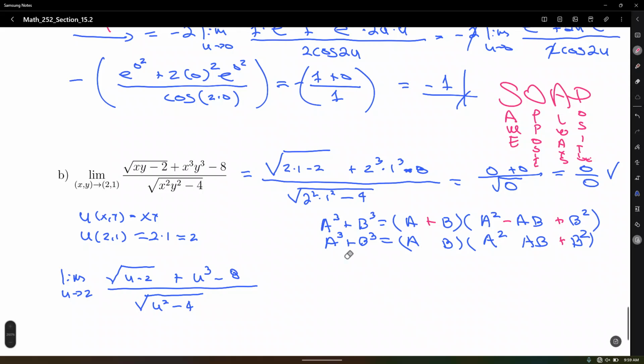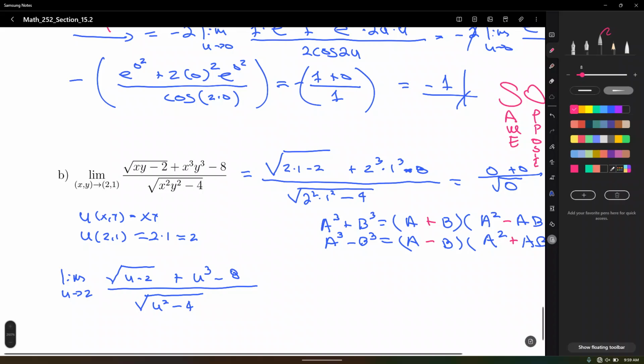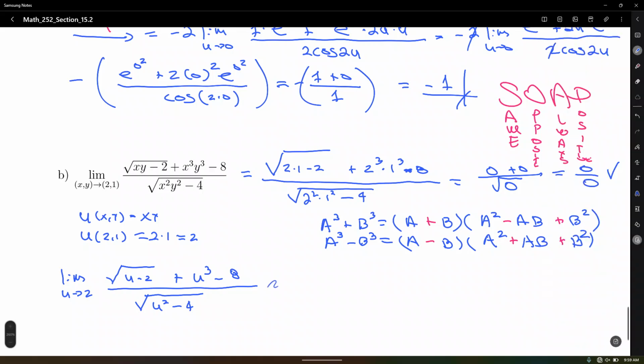Let's look at this one, which is going to be the minus, the difference. So same, minus; opposite, which is plus; always positive for the very last term. All right? So I'm going to factor out that difference of perfect cubes. That is equal to the limit as u approaches 2.